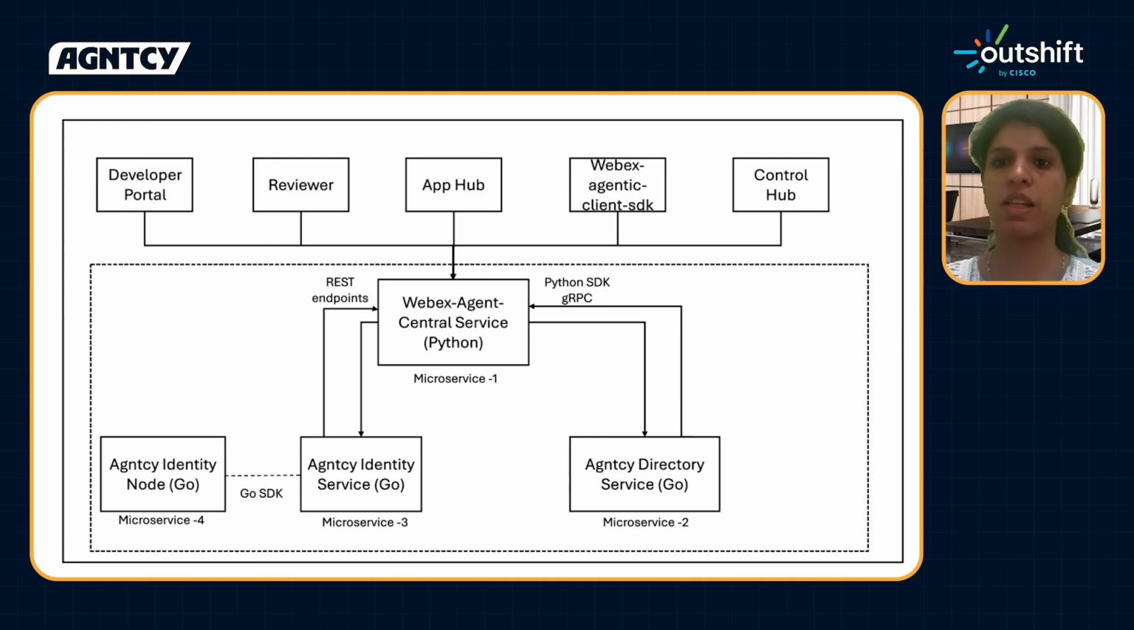Similarly, the client SDK and the control hub also interact with the agency directory service and the agency identity service using the Webex Agent Central Service. So Webex Agent Central Services leverages the agency registry to register an MCP server, validate that MCP server, and for discoverability of that MCP server.